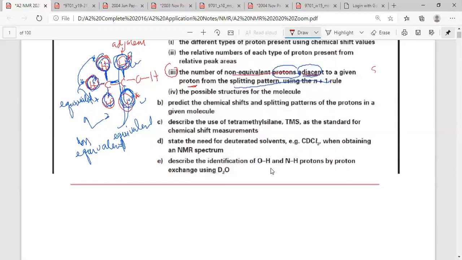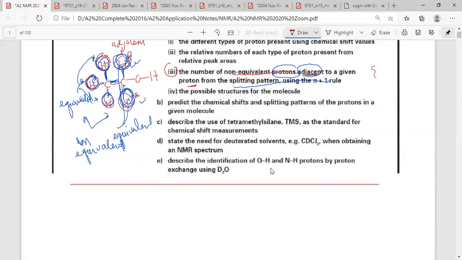Okay. Now, here, state the need for deuterated solvents. That means there is no hydrogen. If it's CHCl3, this chloroform, the hydrogen will affect the spectrum, isn't it? So there must be no hydrogen in your solvents. So you can use CDCl3, of course, where D is deuterium, heavy hydrogen. So, describe identification of OH, NH, and also SH, I'll show you, okay? All these three, the protons here can have proton exchange by D2O.